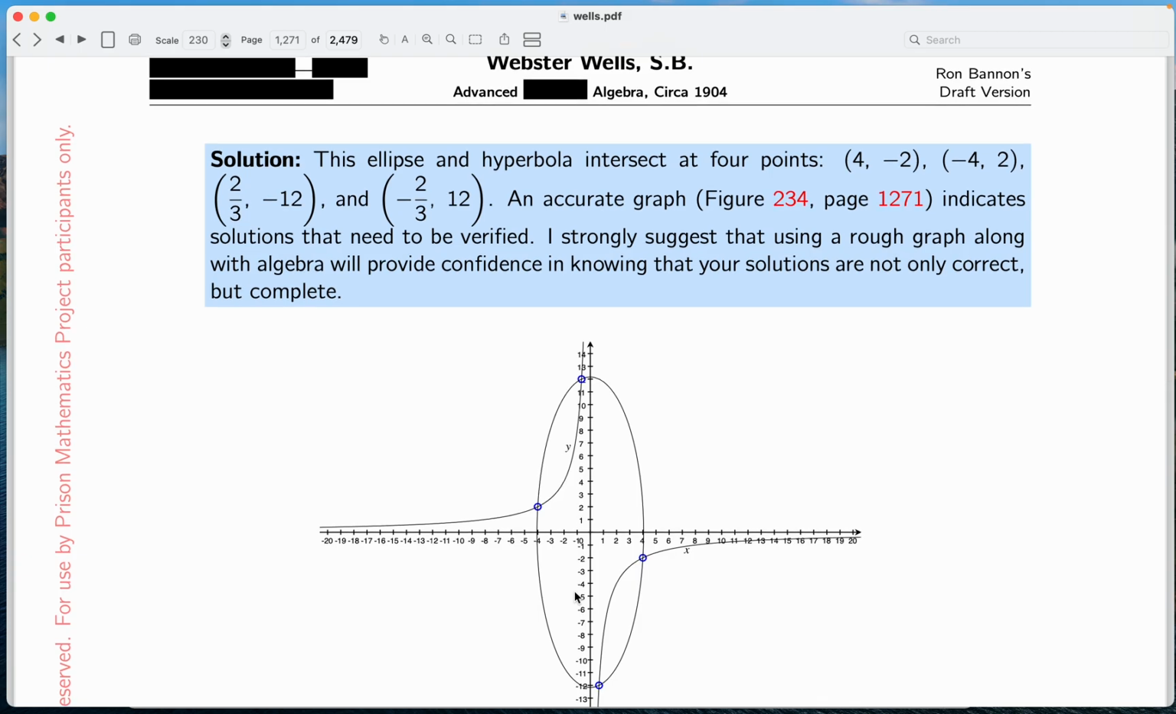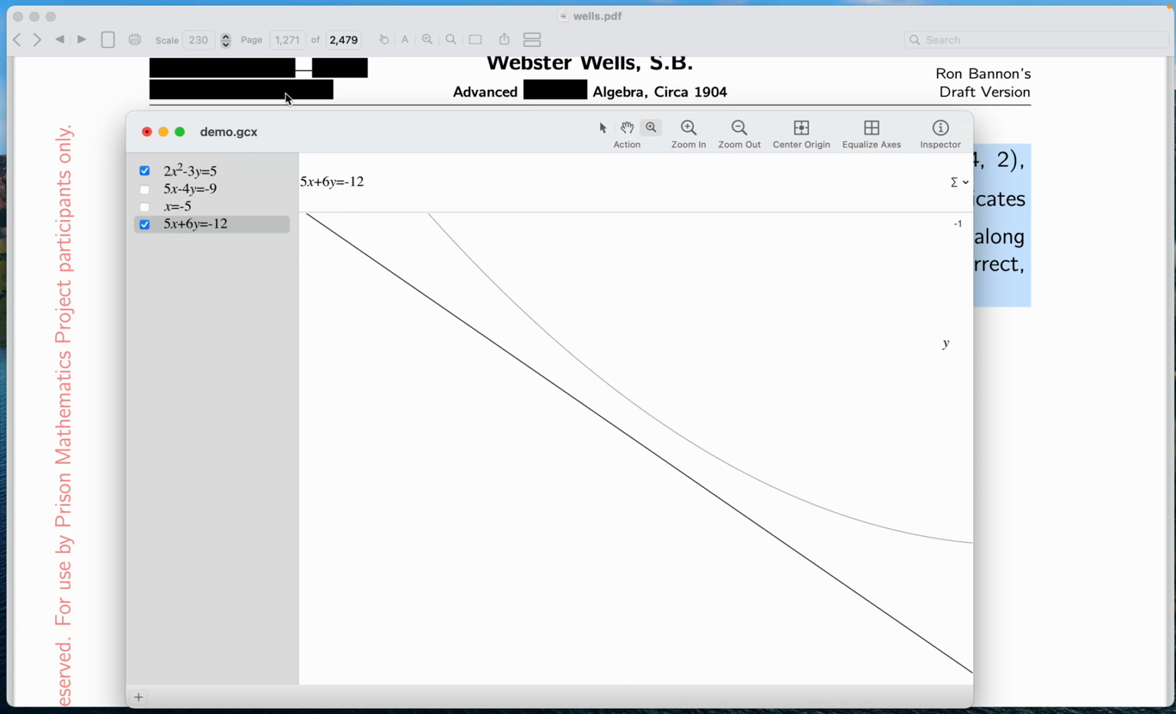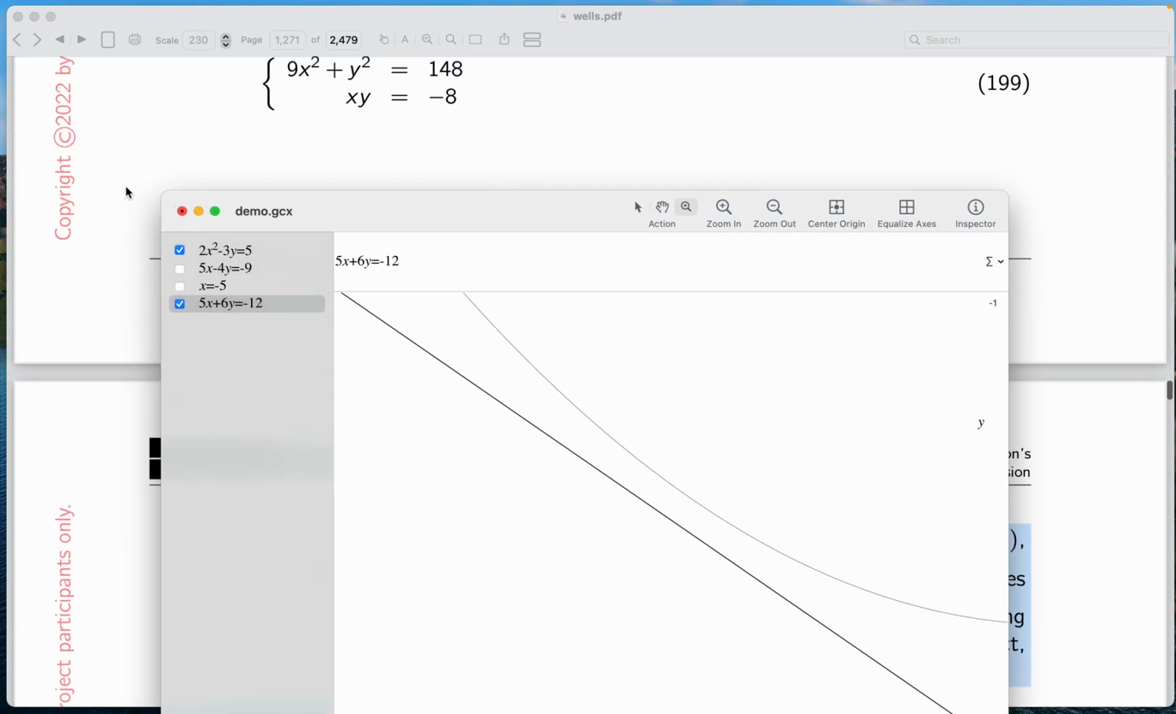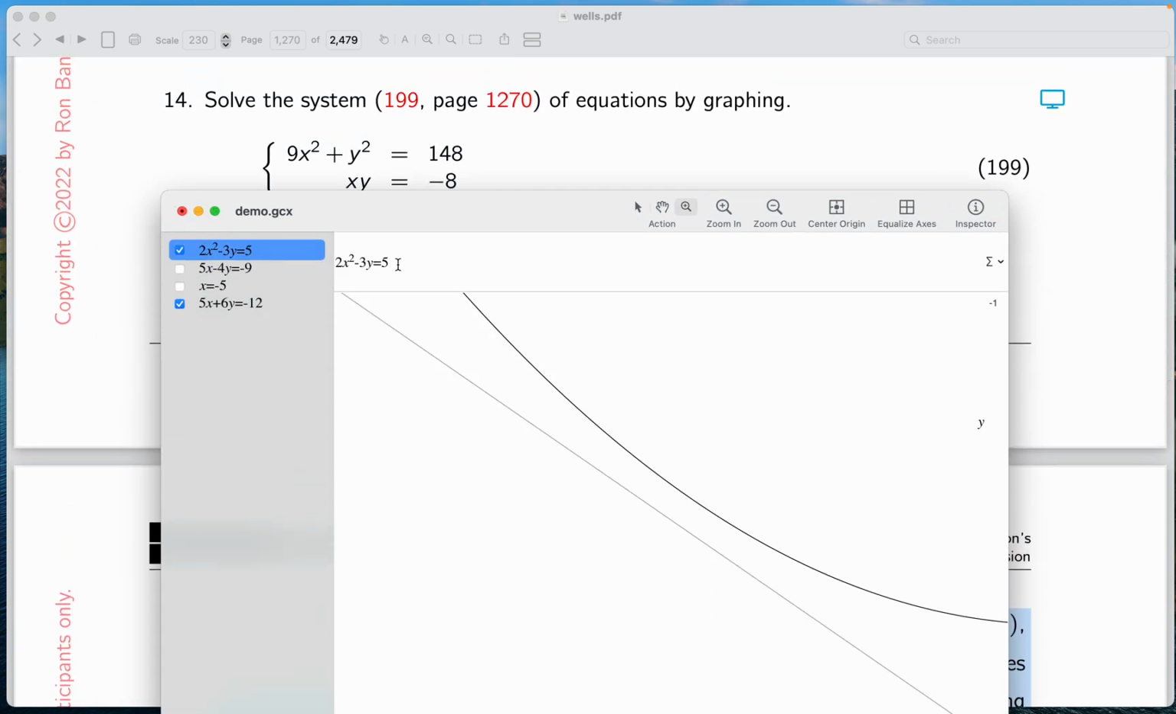Let me just go to the software, and I'm going to type it in. Let's do the first equation, and that first equation is 9x squared plus y squared. Whoops, I made a mistake there, didn't I? 9x squared plus y squared equals 148. And the other one is xy equals minus 8.